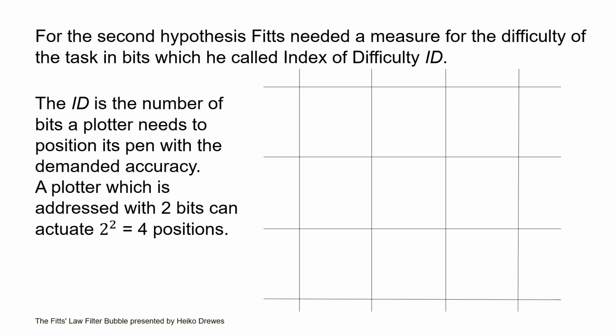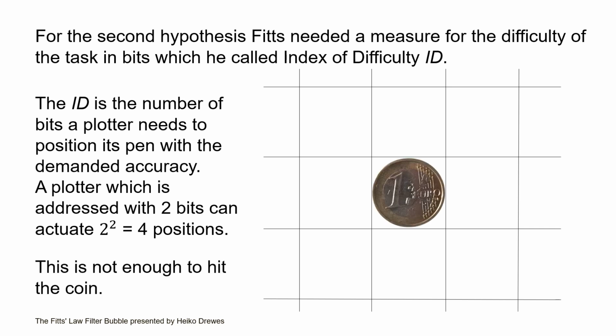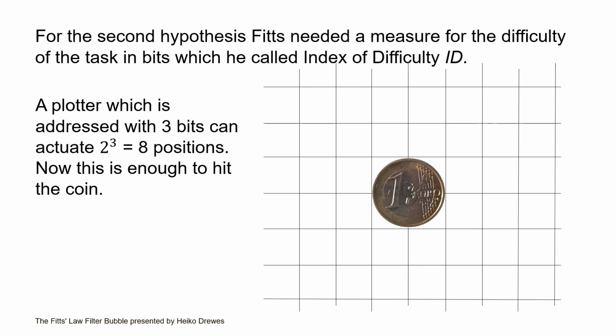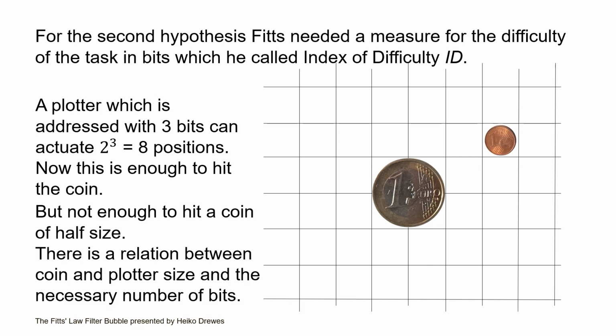If there are only 2 bits per axis to position the plotter pen, the pen can actuate 4 positions. In the presented figure, the 4 positions are not enough to hit the coin. If there are 3 bits per axis, the pen can actuate 8 positions and can now hit the coin. However, it is not able to hit a coin of half size. For this, it needs a further bit.